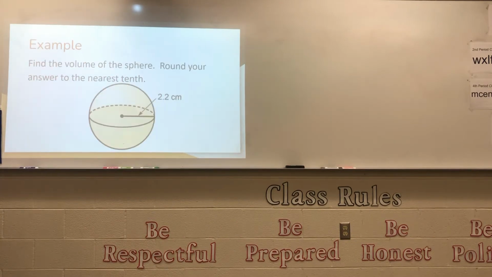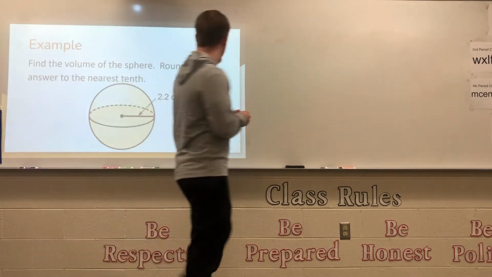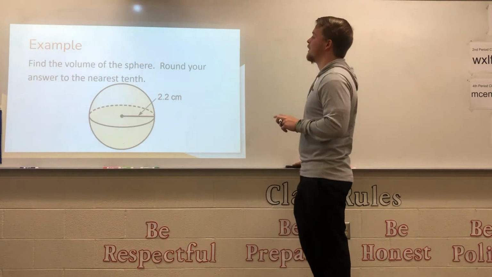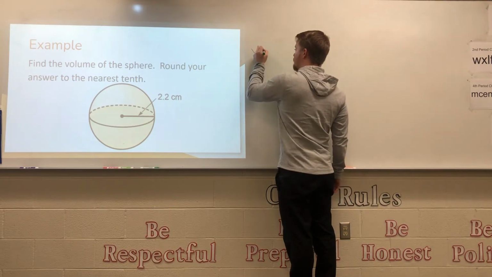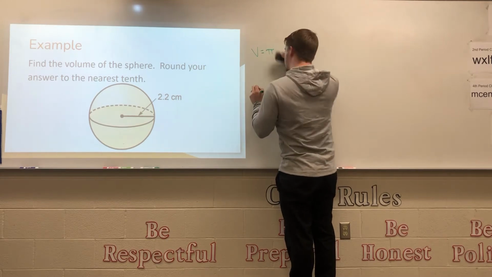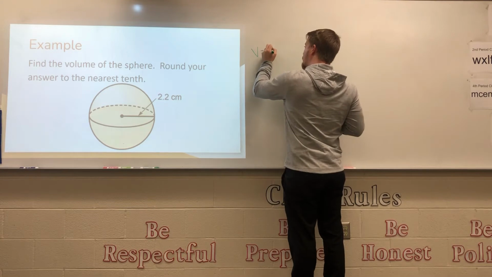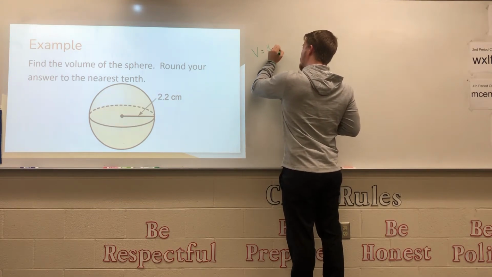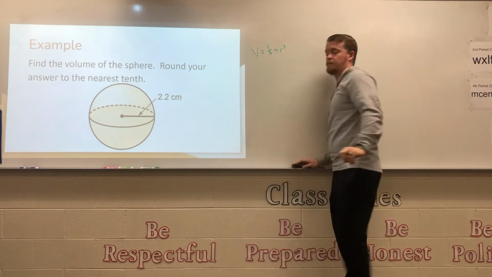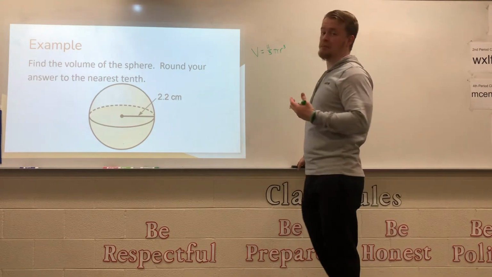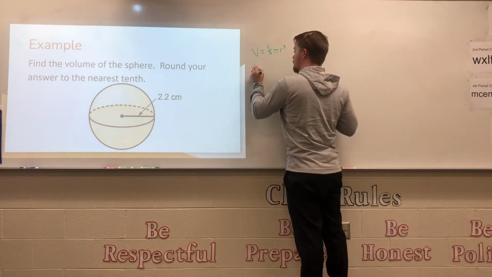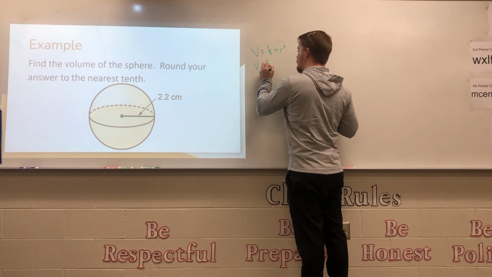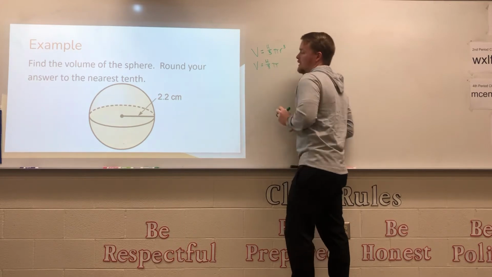So let's go ahead and jump into an example. This says, find the volume of the sphere, round your answer to the nearest tenth. So we have to use our sphere equation. V equals 4/3 pi r cubed. Here there's actually only one thing for us to plug in because there's no height in this problem. So r is the only thing we have to plug in. So I'm going to bring down everything else. V equals 4/3 pi. And then we check.